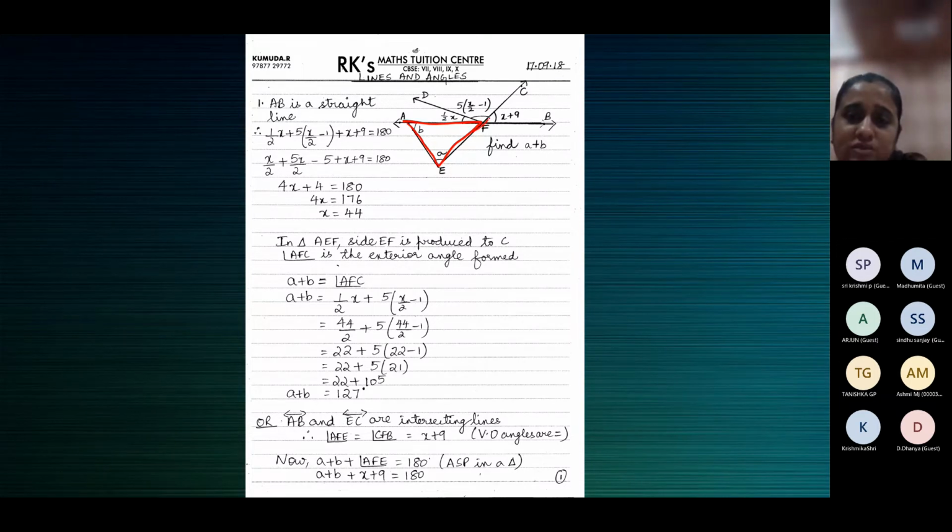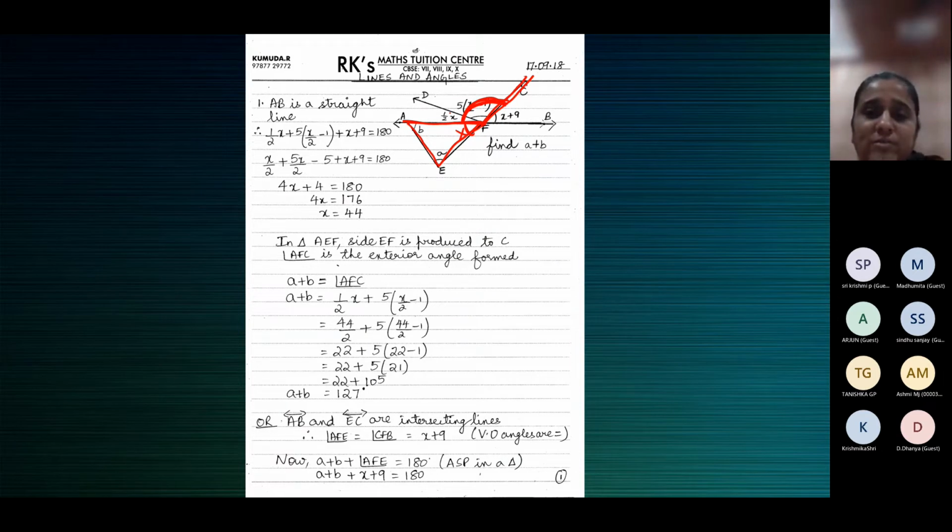Now this side EF is produced. So you can see the exterior angle from here. This is the exterior angle AFC. You'll have to put the vertex in the middle. AFC is the angle. This angle is equal to, leave the interior angles, A plus B. That's the exterior angle property.